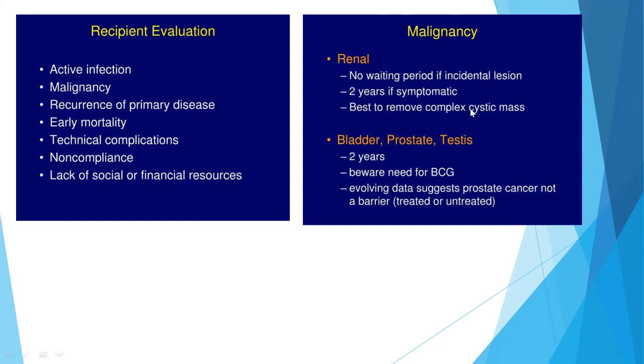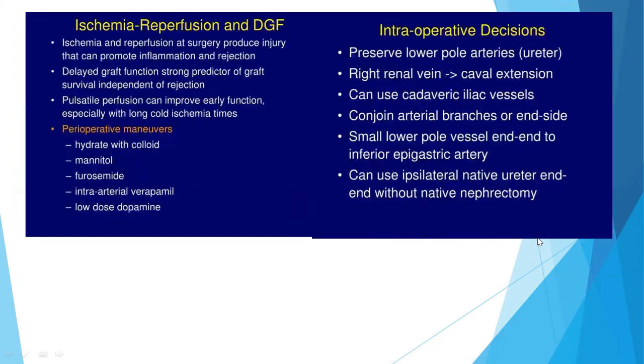But if there is a cyst, it is best to remove the cyst in the patient. If there is bladder, prostate, or testis cancer or malignancy, we need to wait 2 years. We need to be aware of the need for the BCG vaccination, and there is evolving data which suggests prostate cancer is not a barrier, even if it is treated or not treated, in kidney transplantation.